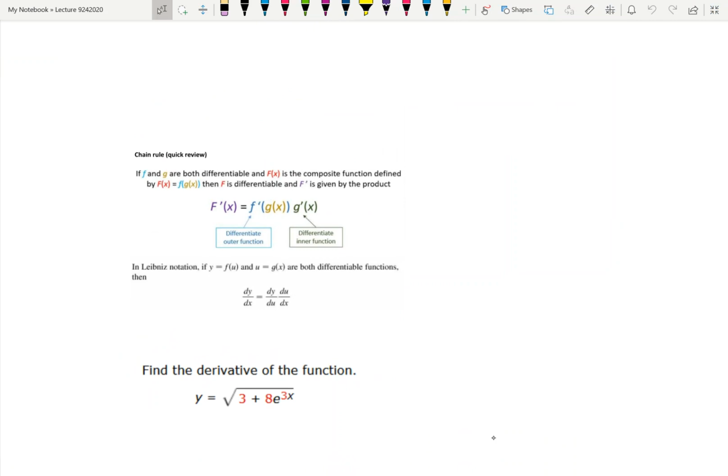So, today we will review the chain rule and related rates. Also, today you have some recitation activities. If you go to Canvas, then you will find that.